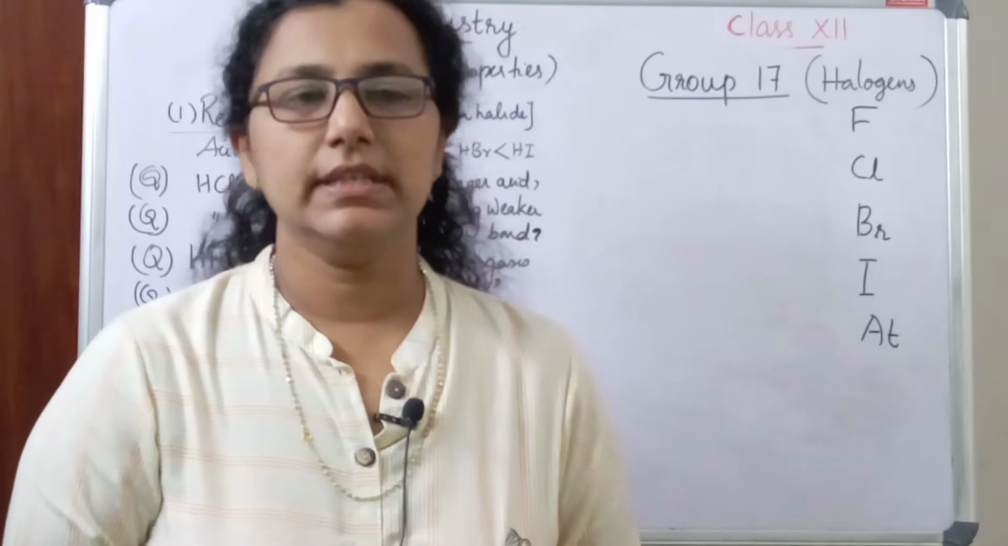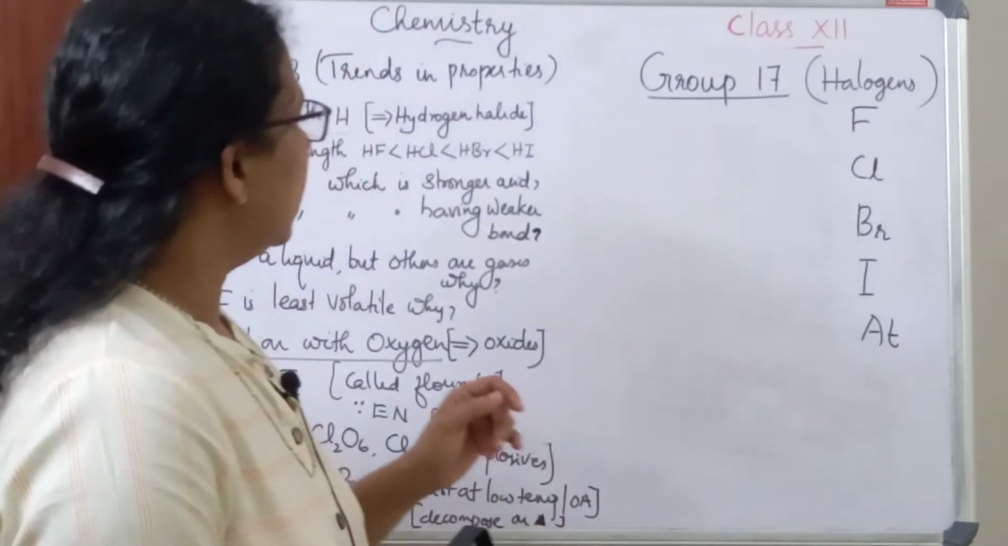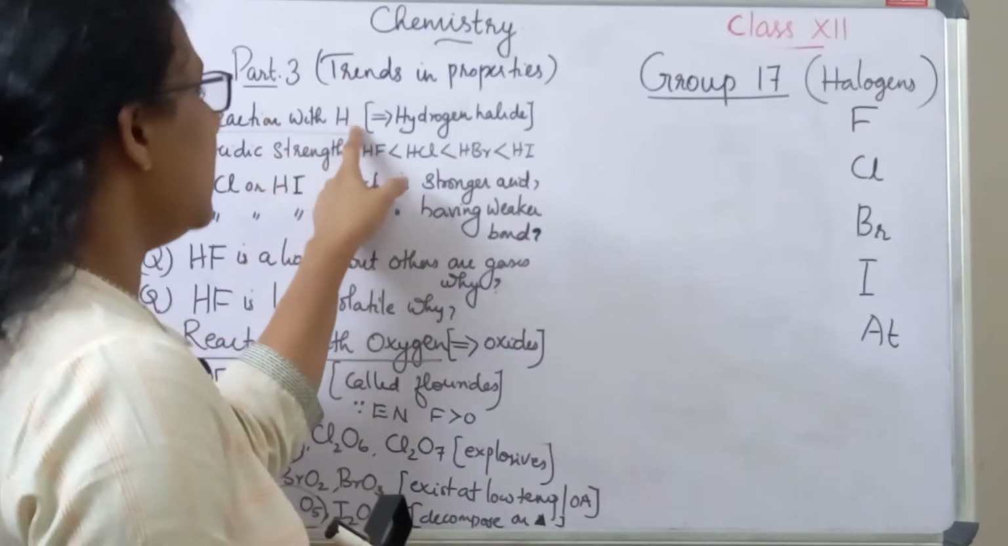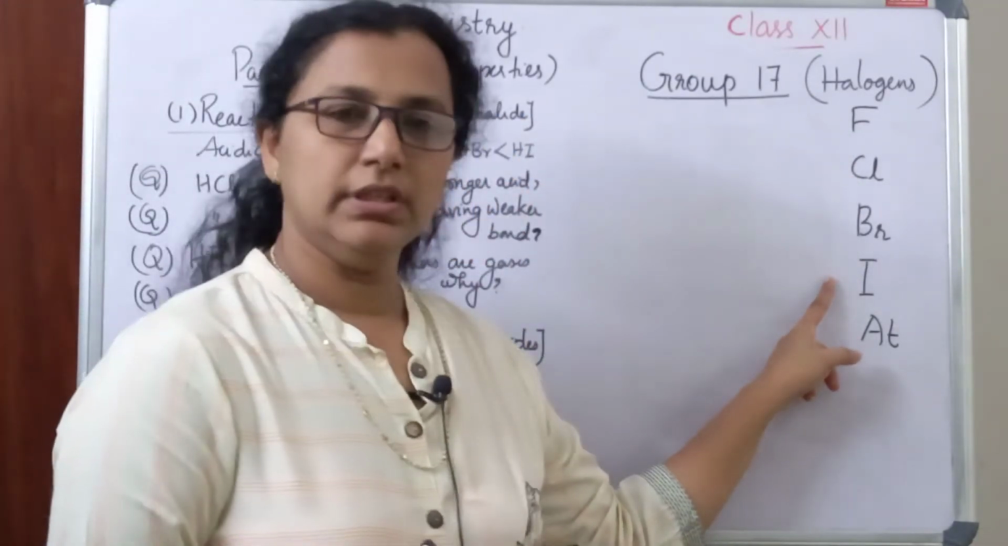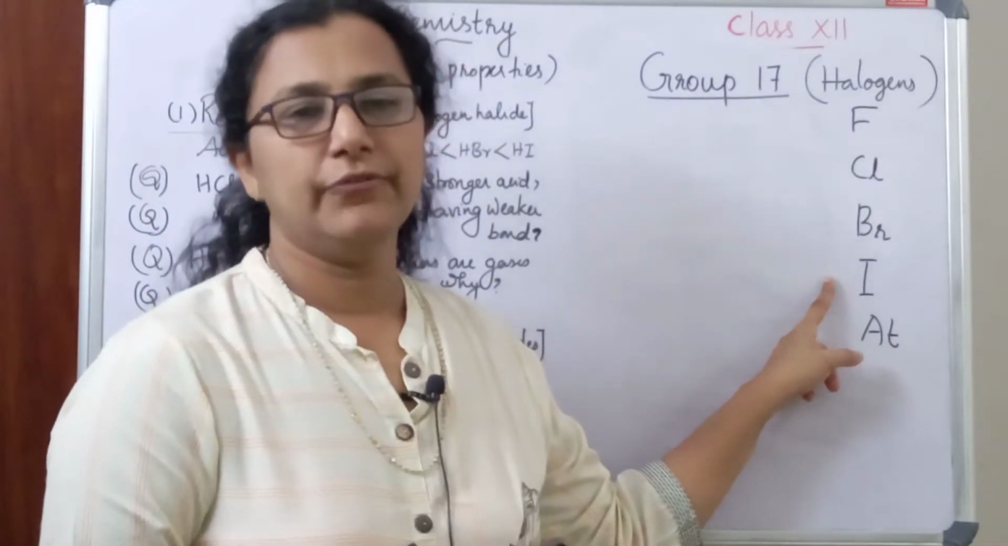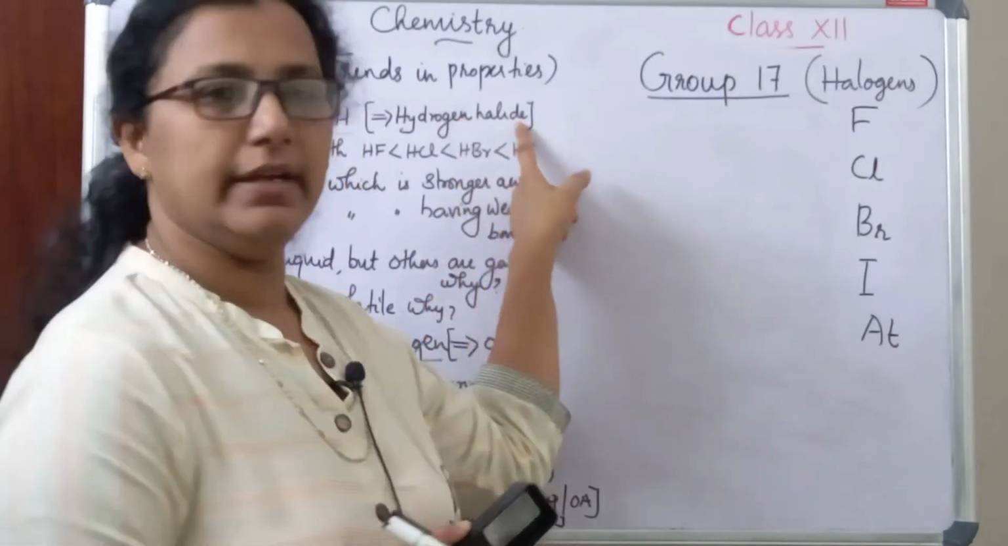Hello students, let's see the third part of transient properties of group 17 elements. Here the first one is reaction with the hydrogen. So these halogens have more affinity towards hydrogen and form hydrogen halides.